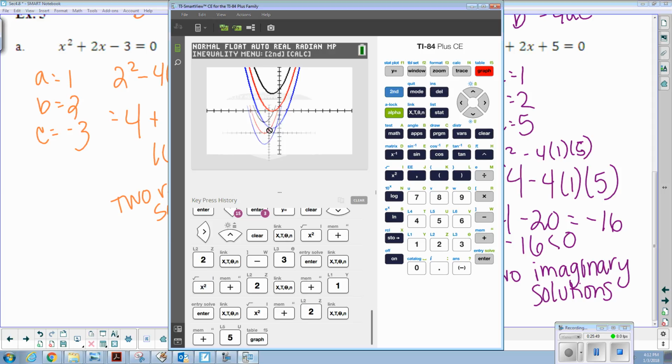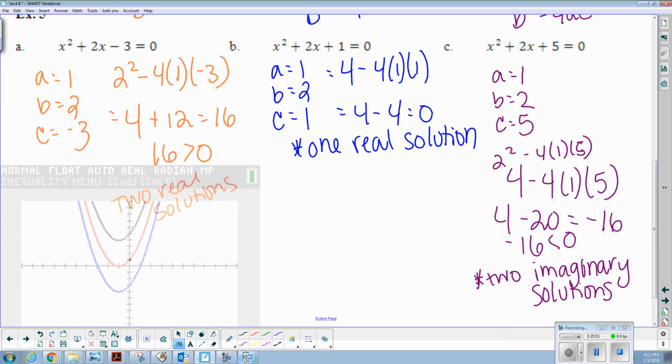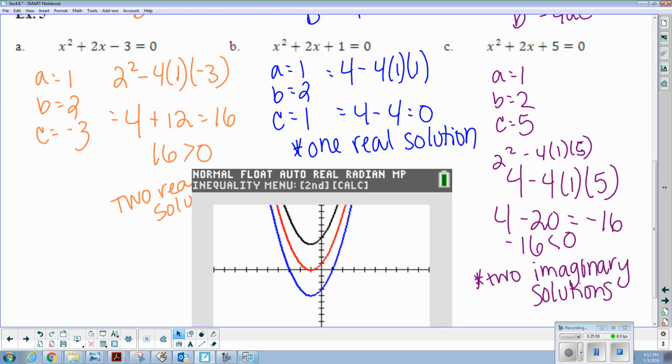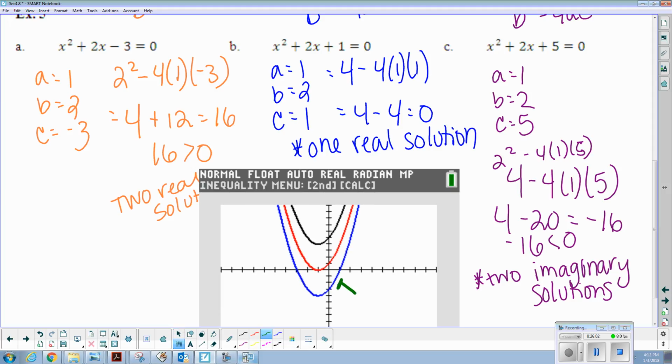So this first one here, oh, yeah, I can actually pull that in here. Alright, so this was example 5, and you can see here 2 real solutions. This was example 6, and here you can see 1 real solution, and this was example 7, or actually this is C, and this is B, and this is A. Okay, and then example C, you can see no real solutions, it never crosses the x-axis.